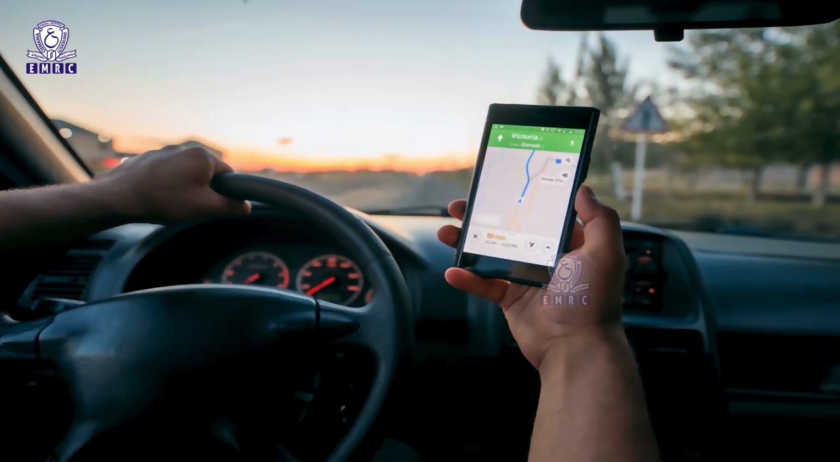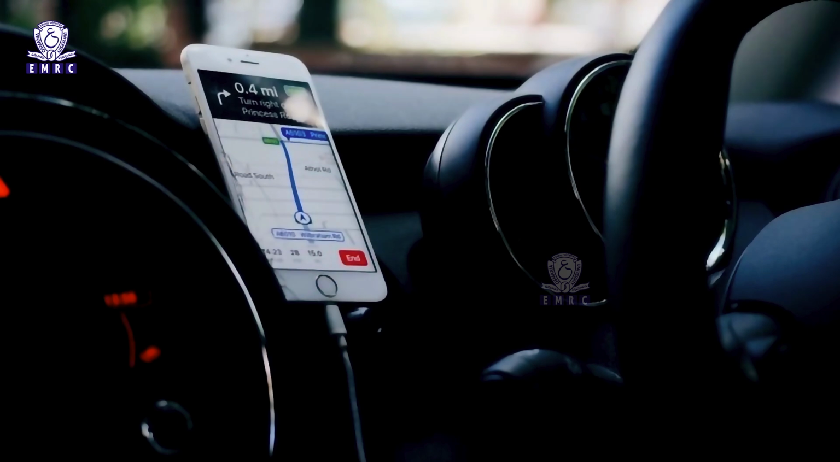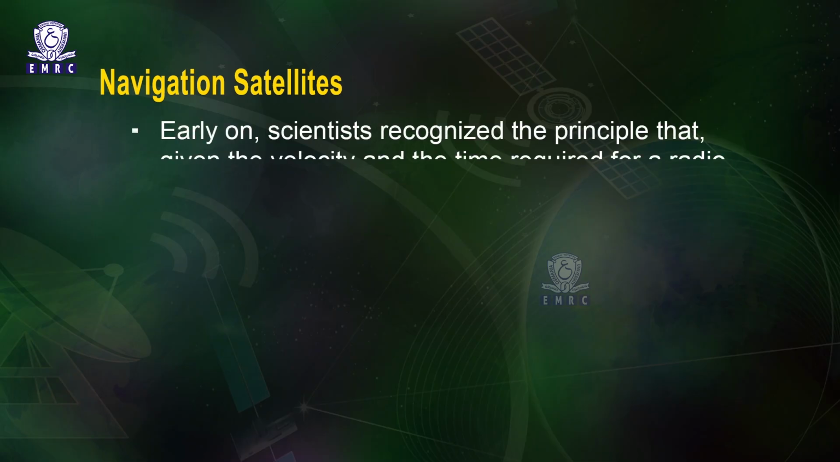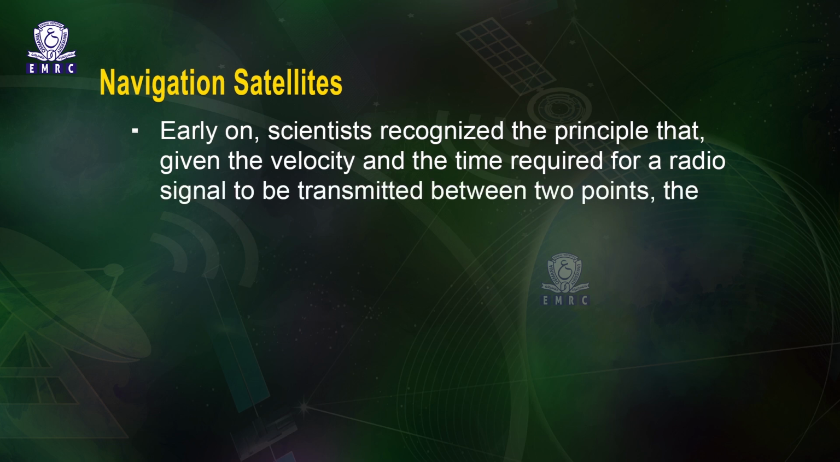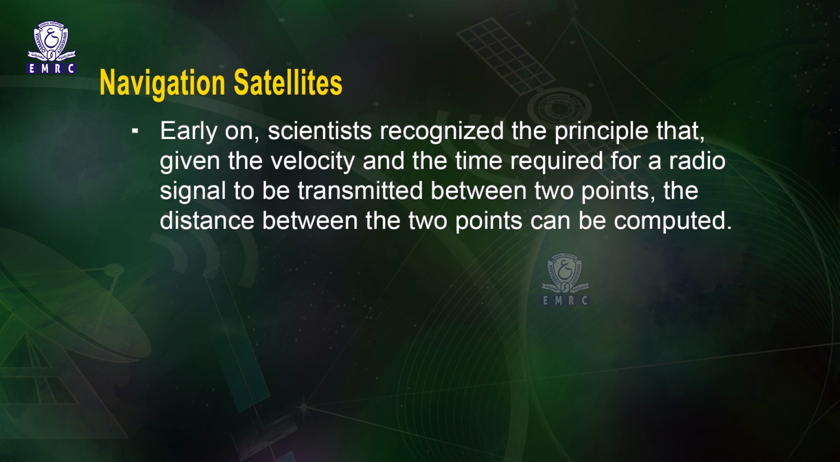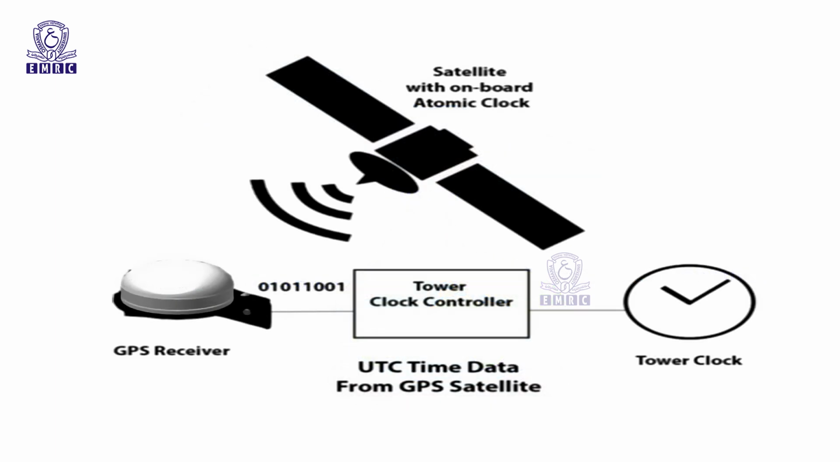Today, most navigation systems use time and distance to determine location. Early on, scientists recognized the principle that given velocity and the time required for a radio signal to be transmitted between two points, the distance between the two points can be computed. The calculation must be done precisely, and the clocks in the satellite and in the ground-based receiver must be telling exactly the same time. They must be synchronized.